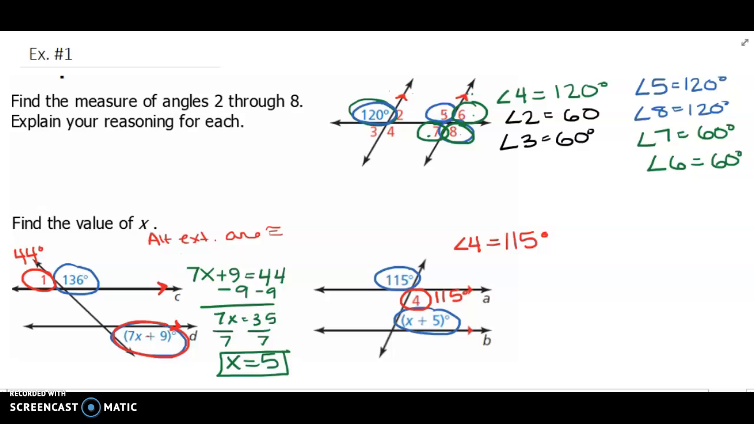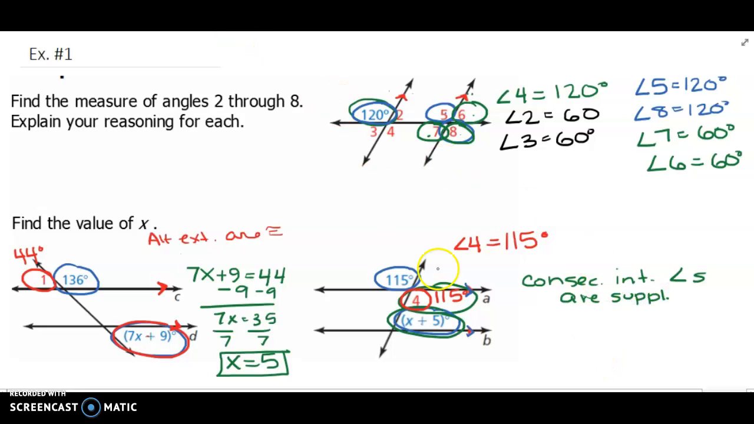Okay, now do notice that it's given that these lines are parallel. Here's an arrow, here's an arrow. So these are parallel lines. Now, if I look at this angle 4, which is 115, and this x plus 5, these would be consecutive interior angles. And we do have a consecutive interior angles theorem, which tells us that when we have consecutive interior angles and these lines are parallel, that consecutive interior angles are supplementary.